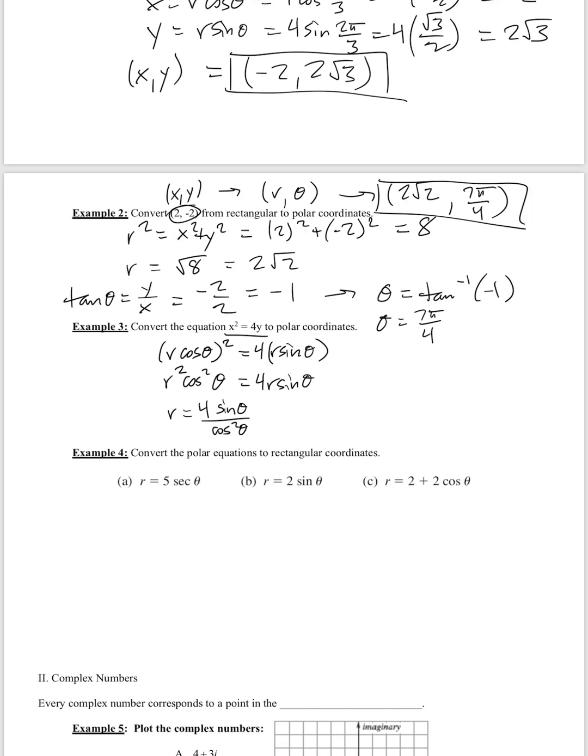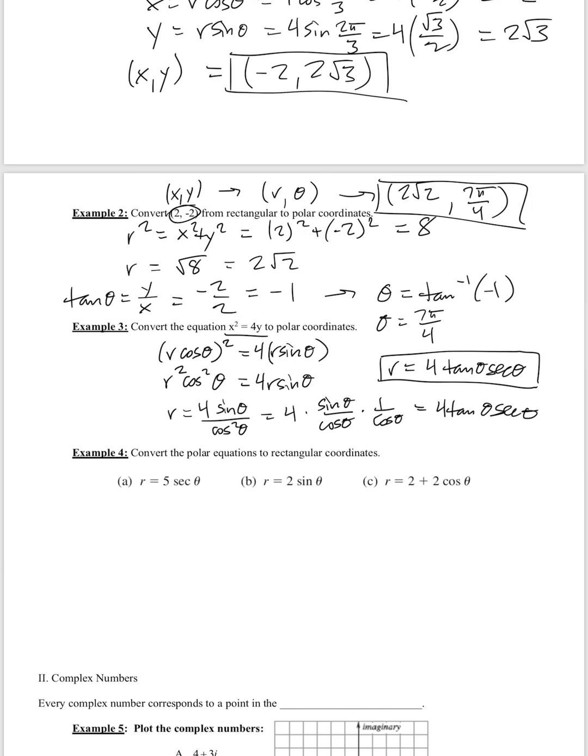Sine over cosine is tangent. And then 1 over cosine is secant. So my final converted equation is r equals 4 times tangent theta secant theta. And so if I were to plug in different values for theta into that equation, I would be graphing the exact same thing as if I graphed x squared equals 4y, the way we've always done graphing.